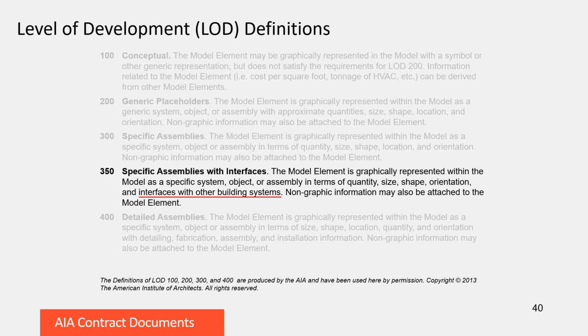One of the things we found in developing this was that there was a need for an additional LOD between 300 and 400. When we get to really tight coordination and interfaces between systems, we need more than 300, but we don't need a fabrication or shop drawing level model element. So 350 is where we get to interfaces with other building systems. An example might be a slab edge. At 300, that slab edge will be, the location will be accurate, the thickness of the slab will be accurate, and so on. At 350, we now need the embeds for the attachment of the curtain wall.